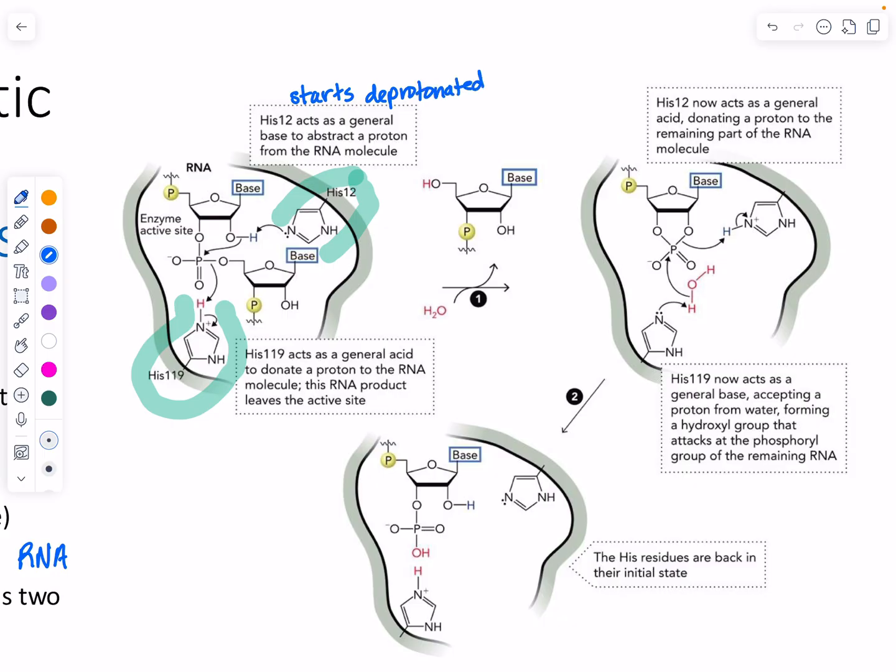And then we're going to focus on the arrow. So we've got our lone pair there. It's going to form a bond with the proton. And what we do is we're going to look at the next state that we find our histidine in, and now it's protonated. So if my molecule goes from deprotonated to protonated, it has acted as a general base. Okay. Now, if we look at our His 119, we'll notice that it starts out protonated.